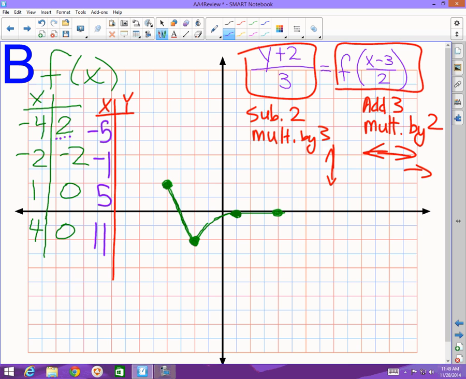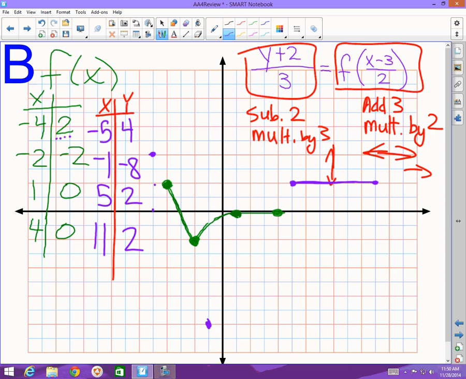Multiply by 3 is 6. Minus 2 is 4. Negative 6 is negative 8. 0 is 2. 0 is 2. And so now we have a negative 5, 4, negative 1, negative 8, 5, 2, and 6, 7, 8, 9, 10, 11, 2.